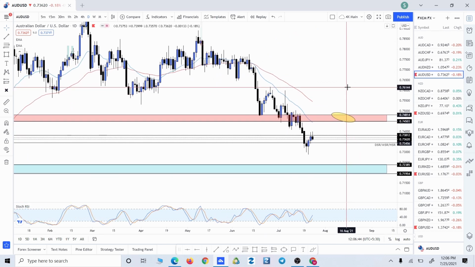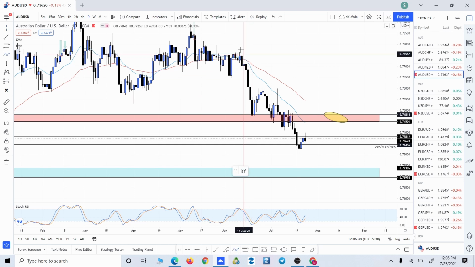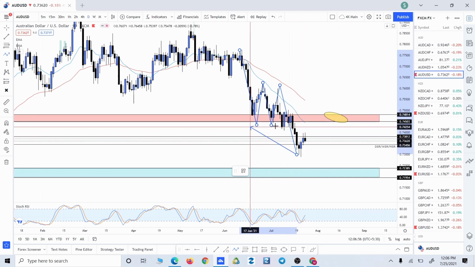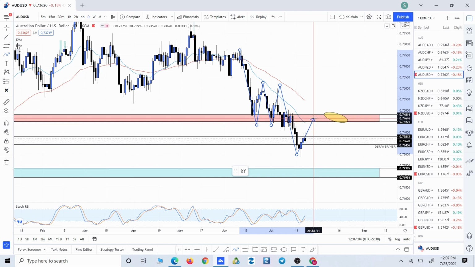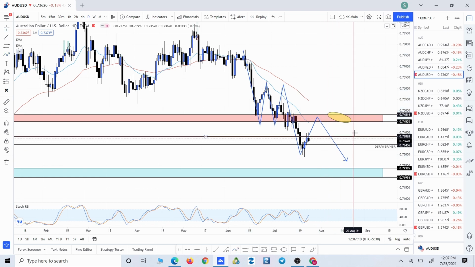As we can see, the price is consistently making lower lows and lower highs. Starting from here, we have the high, low, lower high, lower low, lower high, lower low. Now, after making this lower low and broken, after making this lower low, we are expecting the price to retrace back to this red zone and give us a lower high in order to continue this downtrend.